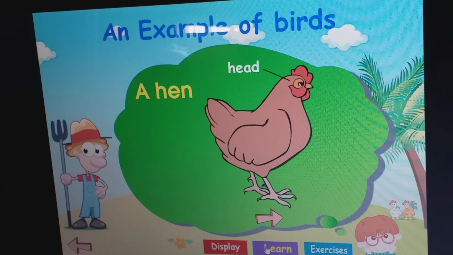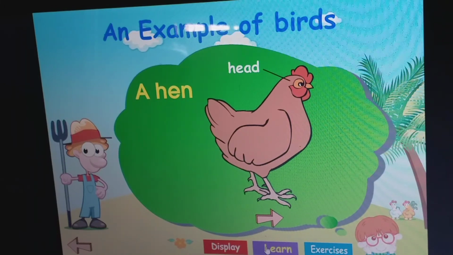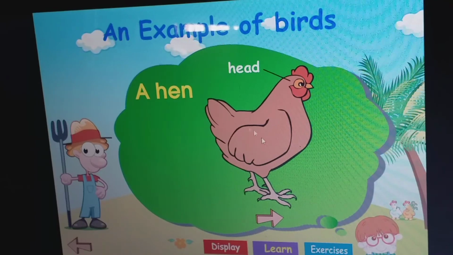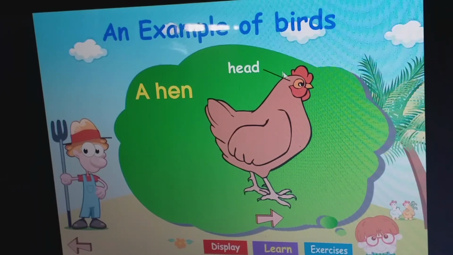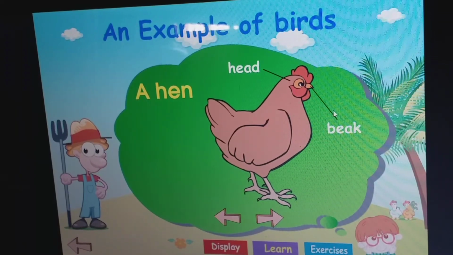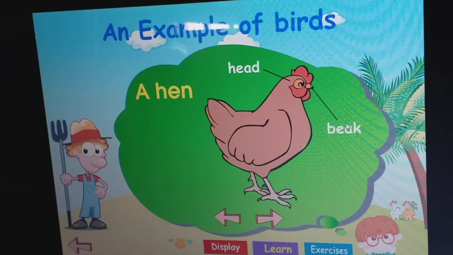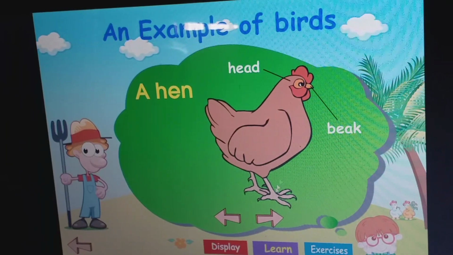And hence, I will repeat, a hen is a female chicken. And a hen has a head, one head. A hen has a beak, one beak. Here is the beak of a hen.